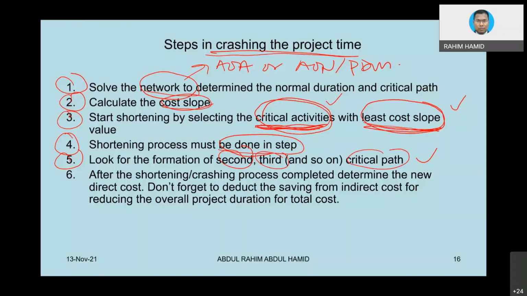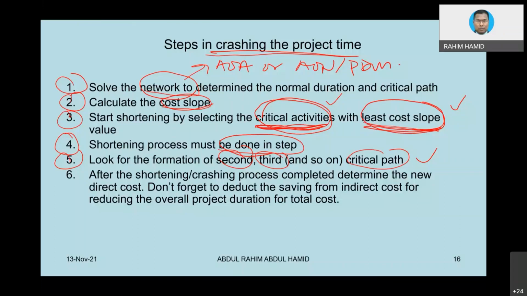But in reality, it could be multiple critical paths. So let's say in the example that we are going to show you, it looks like we are going to have only one critical path initially. But then subsequently, after we do the first cycle of shortening, we are going to see the development of a new critical path. And then the second cycle, the third cycle, then at the end of the day, all the paths in our network become critical. What does that tell you?